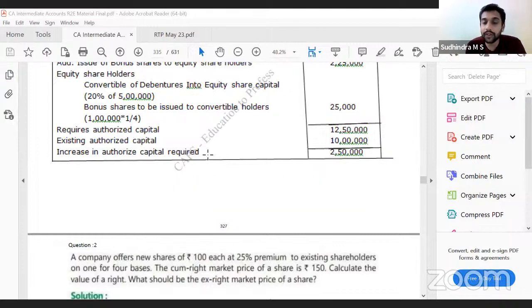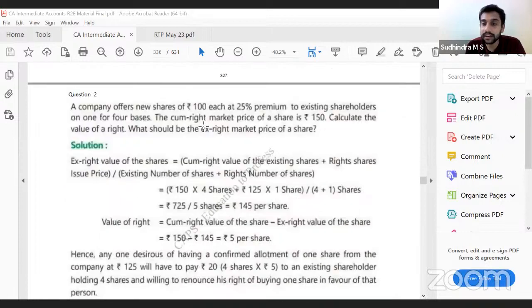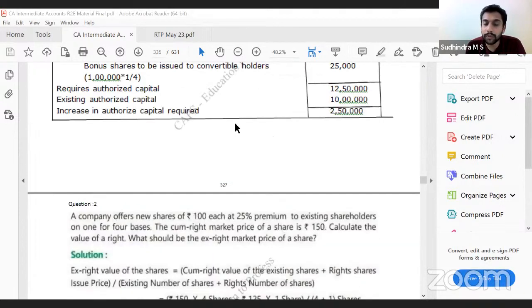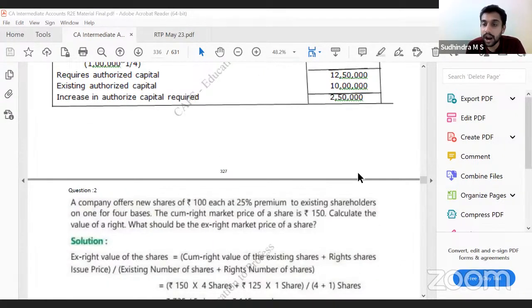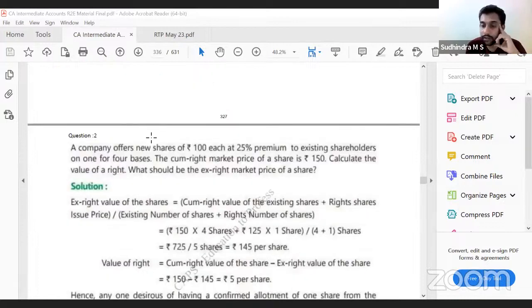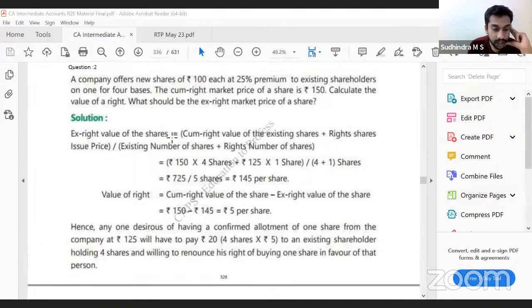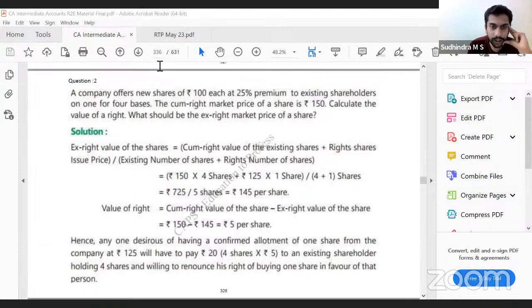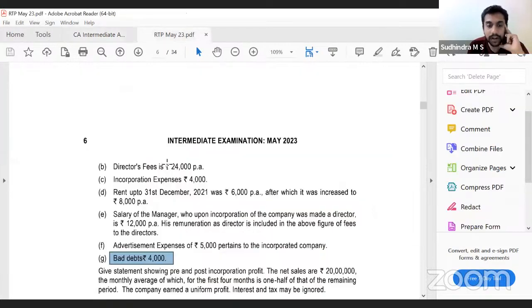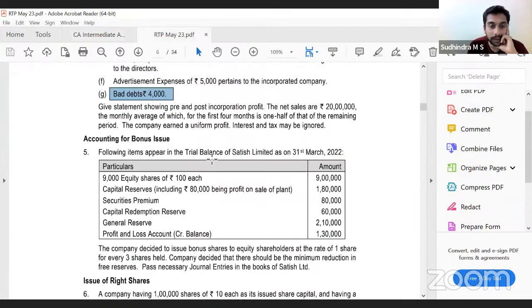And if that is 145, what is the value of a right? 5 rupees. So what would be the premium that they have to charge? 20. 4 into 5 rupees, the value of a right. That's it. Simple. So these were the 2 questions that I wanted to discuss in this chapter. We will come to the RTP.